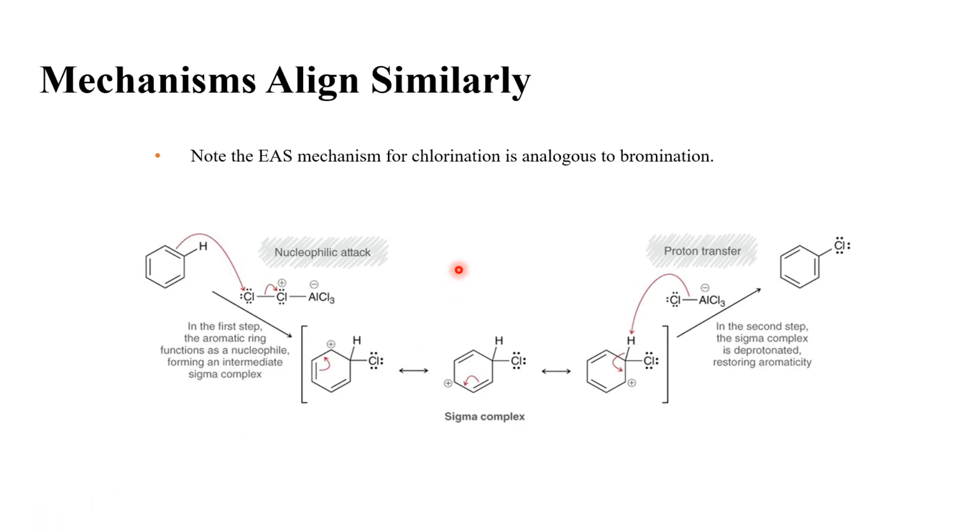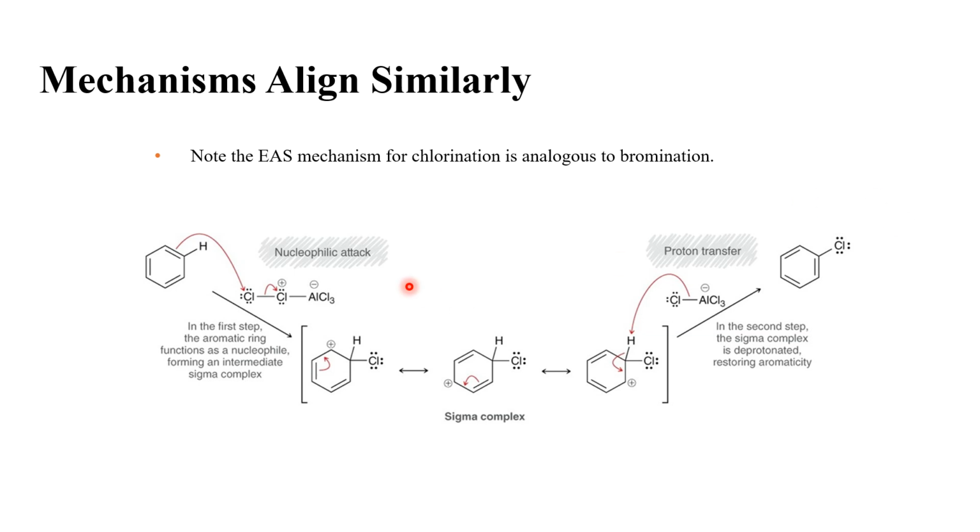So, just to take note that the mechanism is pretty much the same as with FeBr3, right? With the AlCl3, you're forming a chloronium ion, right? A Cl+, that is now super electrophilic for the benzene to behave as a nucleophile. You form a sigma complex, which is resonance stabilized. And then you have a proton transfer where you deprotonate this proton to restore aromaticity, and you get your product. Okay? So a really simple two-step mechanism.